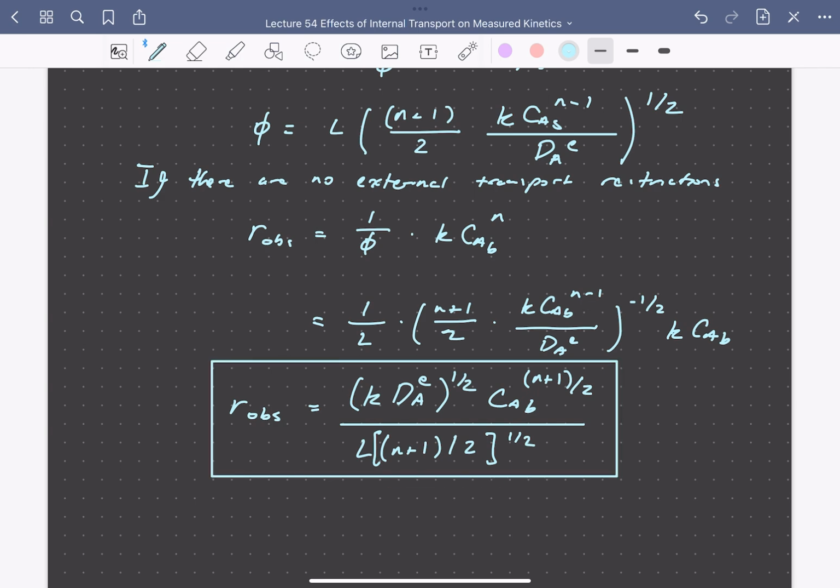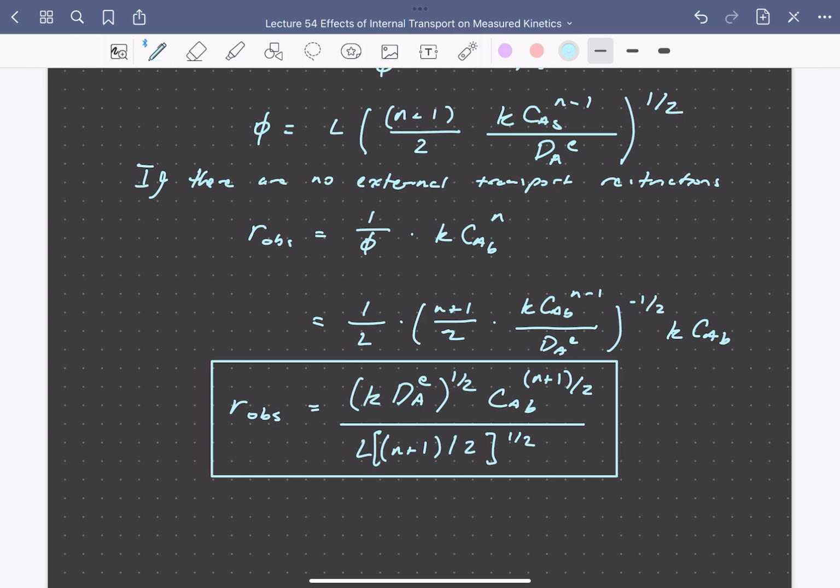And so looking at this rate expression, we can see that the rate is proportional to the concentration of A to the (n+1)/2 power. And this is for a reaction that has a true reaction order of n. So this means that internal transport limitations can disguise the true reaction order that we measure.